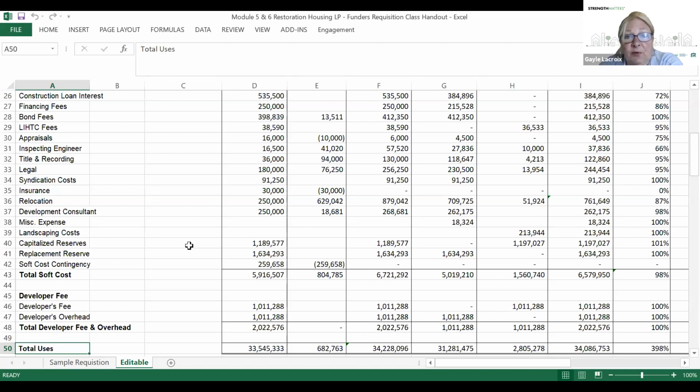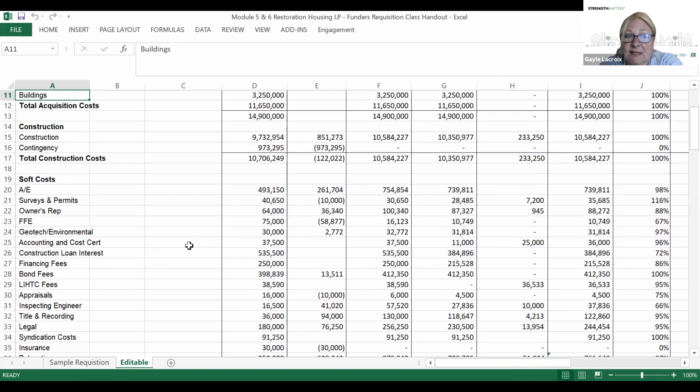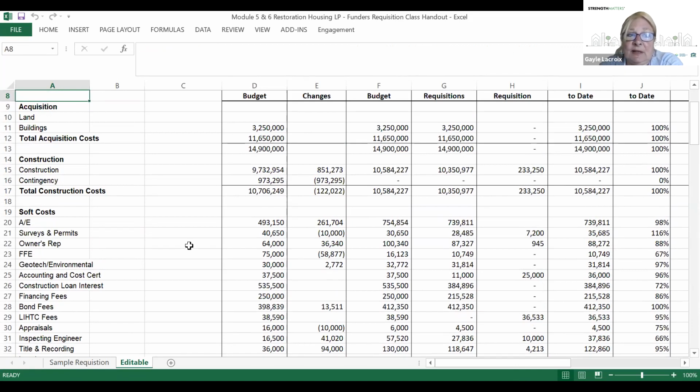So let's go through the uses then. Scott, you want to pop up to the top? So construction costs, this is your GC. Land and building, that'll be the very first thing that happens if you're acquiring the property. You might have a land cost if you're doing new construction, but you would not have an acquisition building cost, so this is the way you can tell right away that it's a rehab of an existing property. So you're purchasing land and building cost.